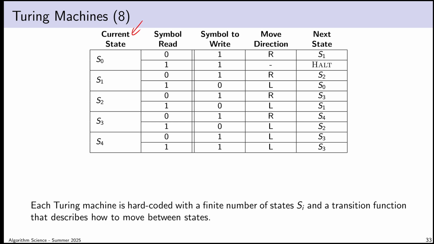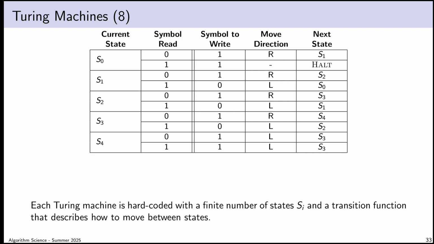So based on the current state and the symbol on the tape underneath the read-write head, we're going to write a symbol to the tape. We are then going to move the read-write head either left or right. I'm going to denote that by L or R. And then we're going to move into some other state. And we're allowed to go from one state back to itself.